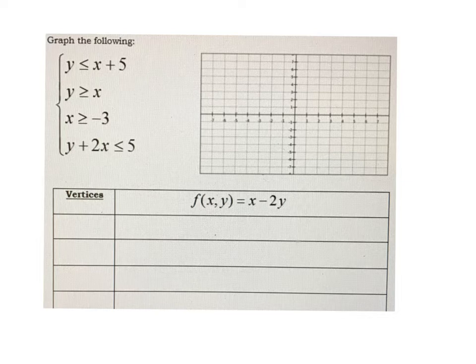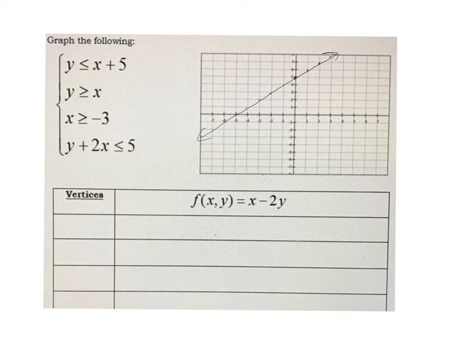Let's graph these inequalities first. The first one, y less than or equal to x plus 5, is in slope-intercept form, so I'm going to plot the y-intercept at 5. Slope is positive 1, because it's a 1x, so up 1 over 1, up 1 over 1. And as I've done before, I'm going to plot a whole bunch of points and go ahead and graph.